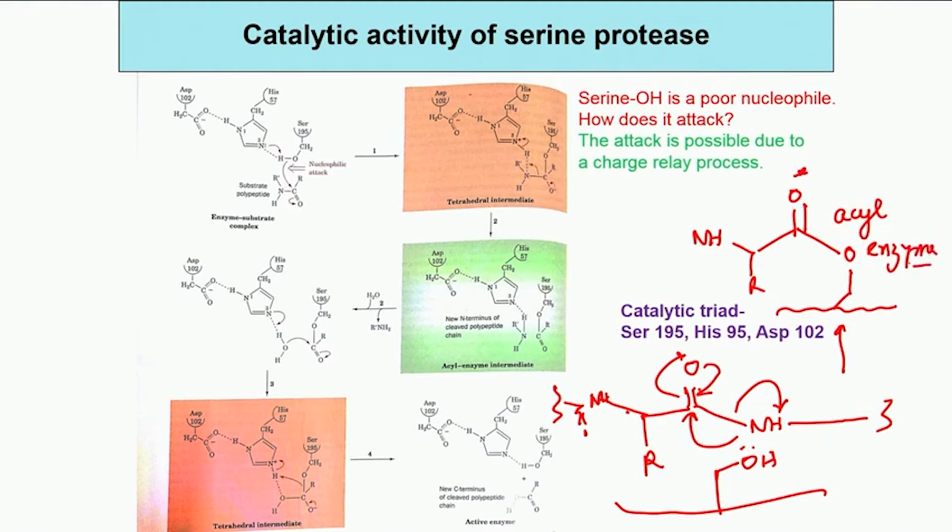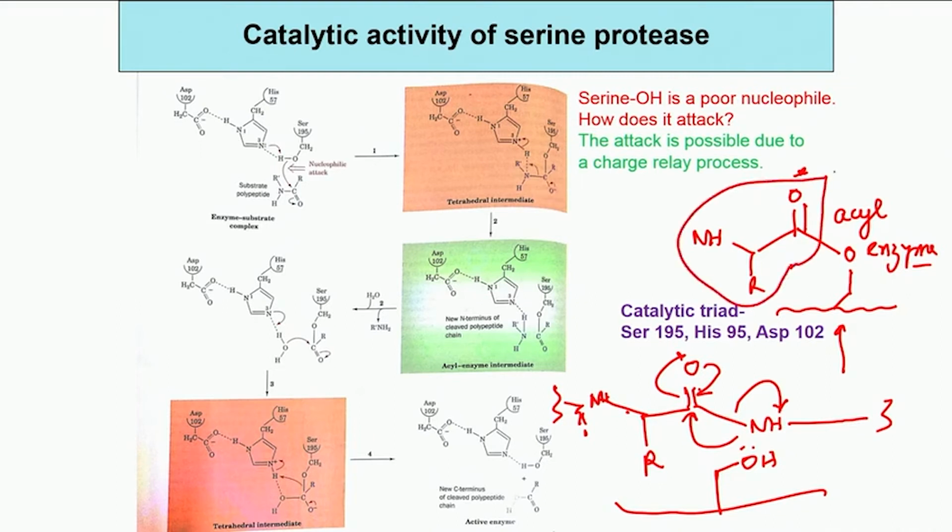I think it is clear what I am saying, that this is our nucleophile that attacks the carbonyl and breaks the carbon-nitrogen bond. So this protein is now free with an N terminus and C terminus, but this protein on the left side, which has got the C terminus attached to the enzyme serine, is what is called the acyl enzyme complex, because this is an acyl group.